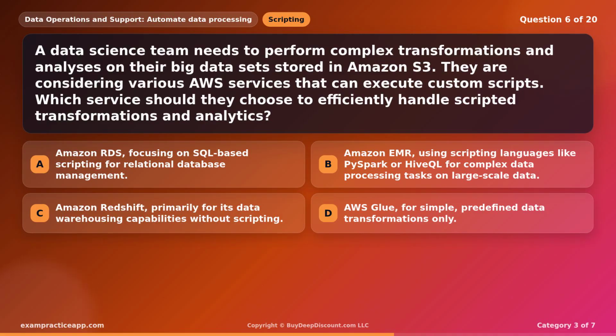Explanation. Amazon EMR is the optimal choice for the data science team as it allows them to use various scripting languages like PySpark or HiveQL, which are ideal for performing complex data transformations and analyses on large-scale data sets. EMR's flexible and scalable environment supports a wide range of big data frameworks and tools, making it suitable for advanced data processing tasks.